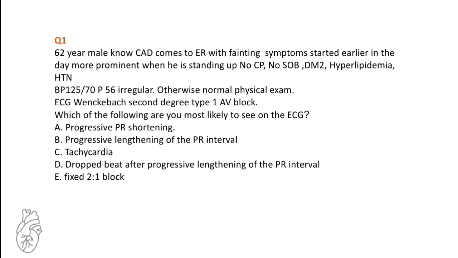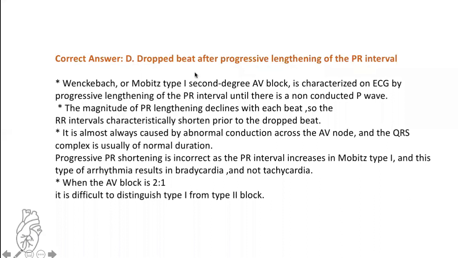A, progressive PR shortening. B, progressive lengthening of the PR interval. C, tachycardia. D, drop beat after progressive lengthening of PR interval. E, fixed 2-to-1 block. D. D, good. So you usually have this in Wenckebach as a drop beat after progressive lengthening of PR interval.